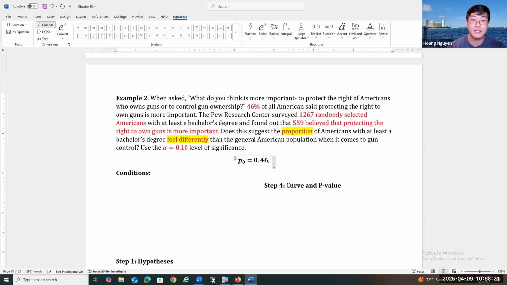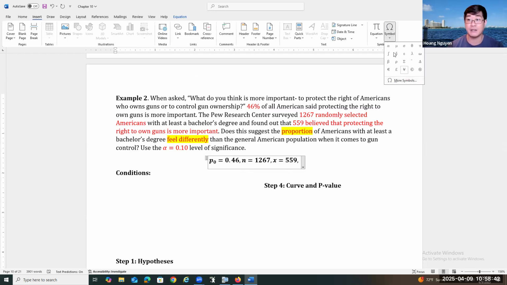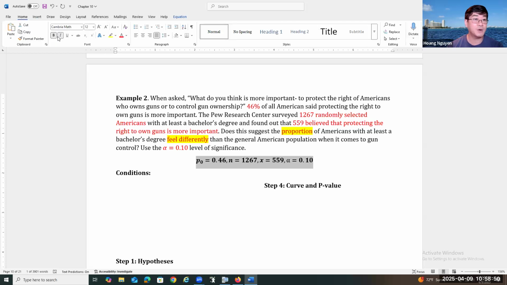So we'll say 0.46. In a recent survey, we surveyed 1,267 people, and among those people, 559 of them say they agree with protecting the right to have guns. And then we have alpha is equal to 10%. So this is the summary of the question as we have it, and then this is going to be the difference. So this is going to be the hypothesis for population proportion.